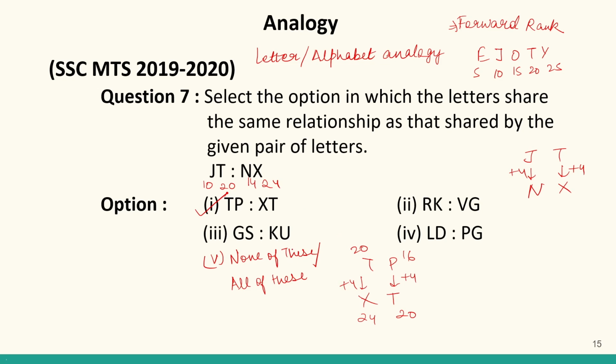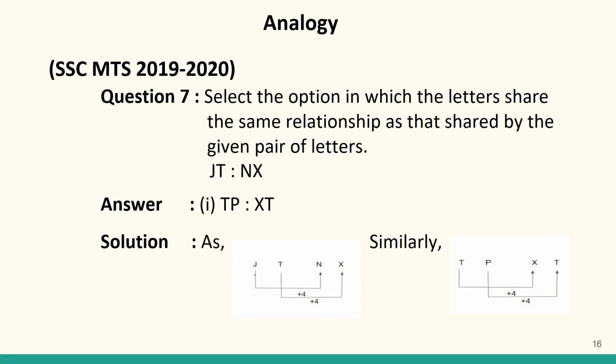So just look at the option. If you can eliminate as many options as you can in the first step itself, well and good. But just check. If this option is not mentioned, then you can just tick mark 1 and move ahead. So here you can say from J to N, from T to X. So we are moving 4 positions forward.